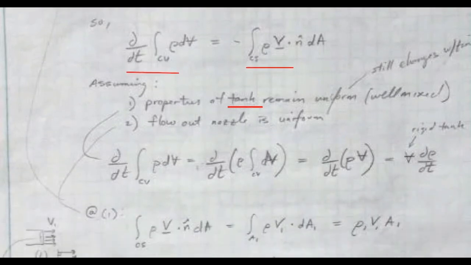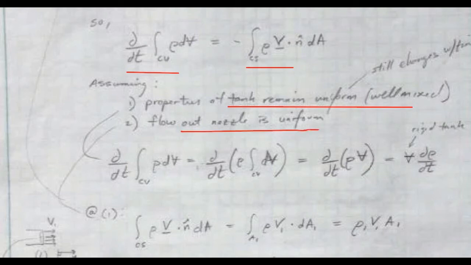Now let's assume that the properties in the tank are uniformly mixed. So the density is changing with time inside the tank, but it's not changing spatially in the tank. It's the same everywhere in the tank at a given time. And let's also say that the flow out of the nozzle is a uniform velocity profile. That means we don't have to deal with the integral of the velocity as we move outside the control surface here.